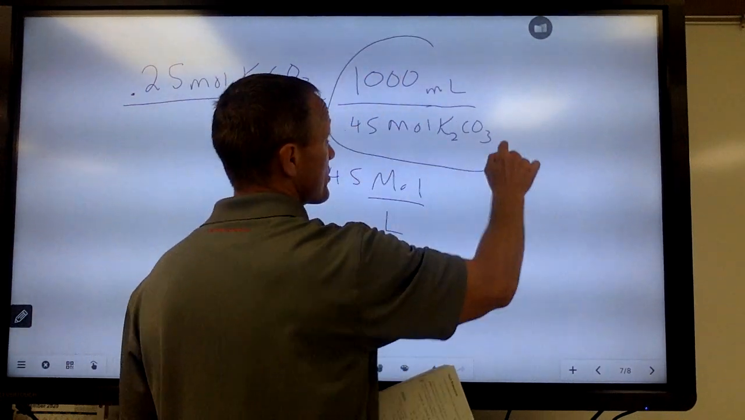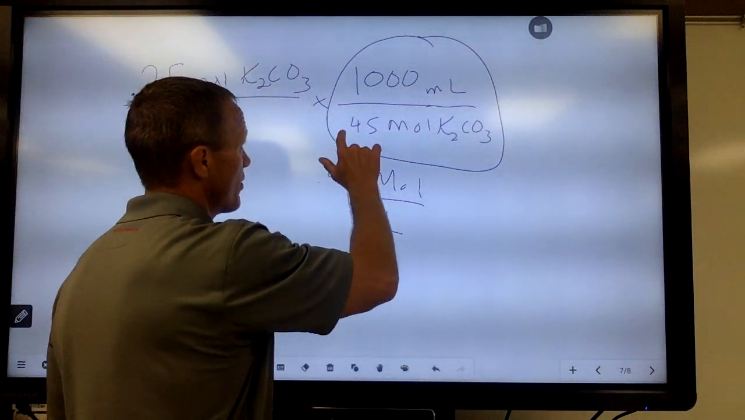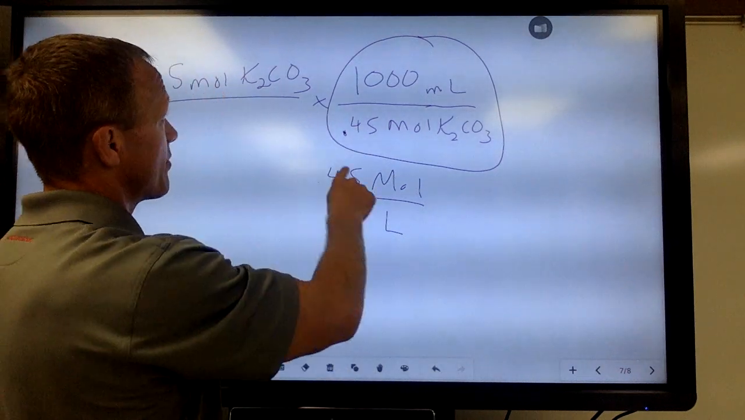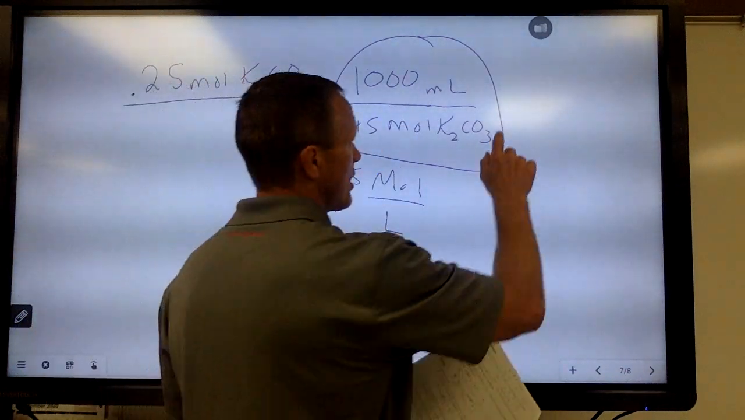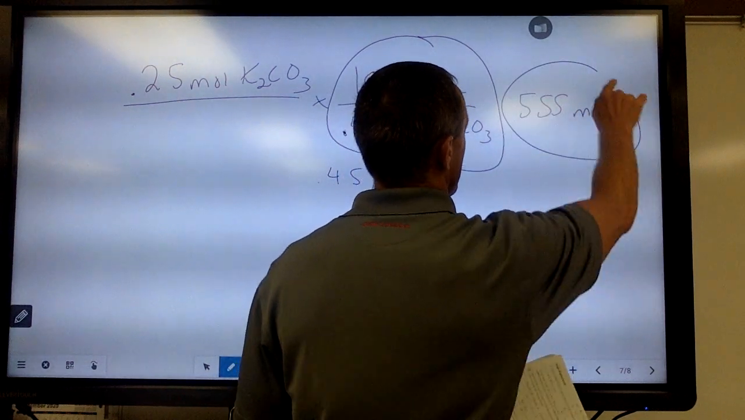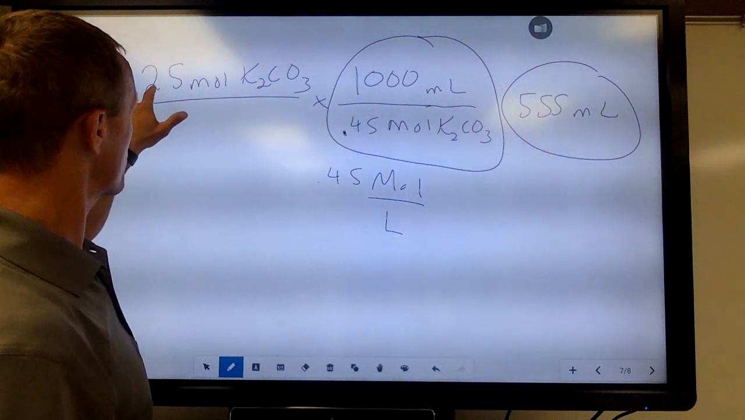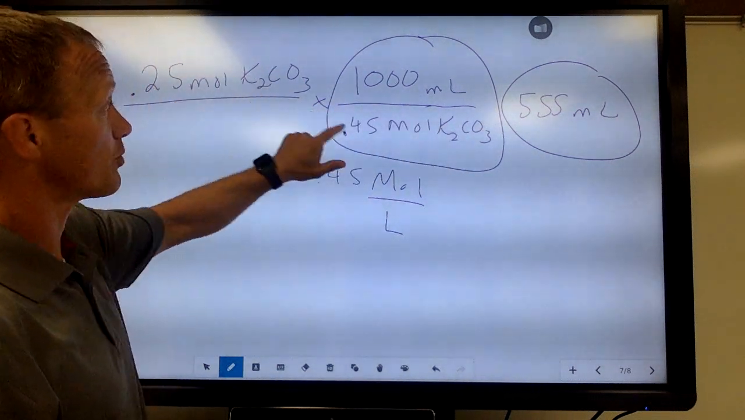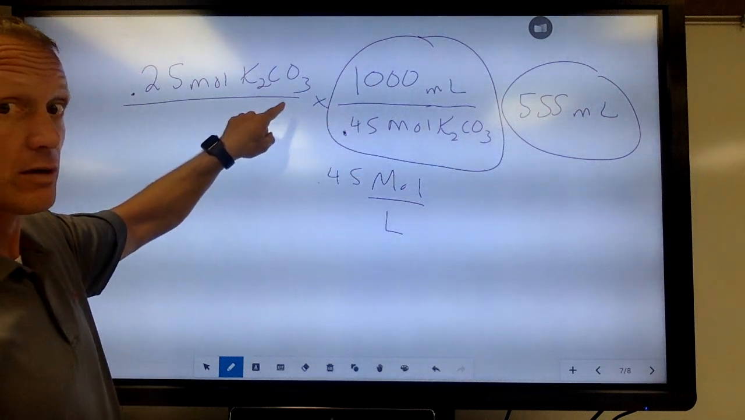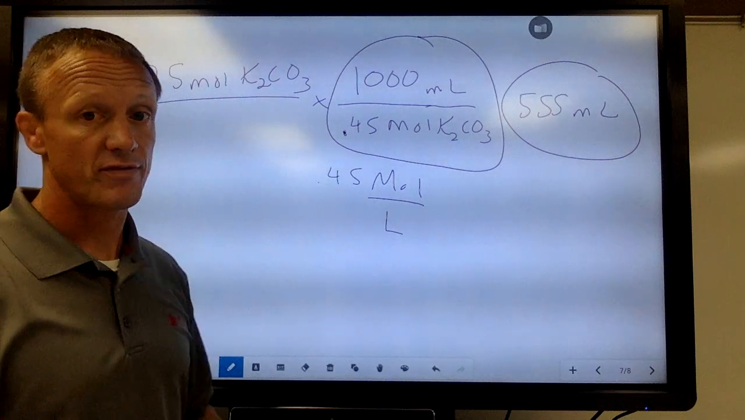So this is my molarity. It's written upside down because I'm trying to get from moles to liters. This is 0.45, by the way. It's hard to make it big. So I'm just taking that, divided by that, times 1,000. I would need 555 milliliters of this 0.45 molar solution. So a little over half a liter of this solution to get that many moles of K2CO3.